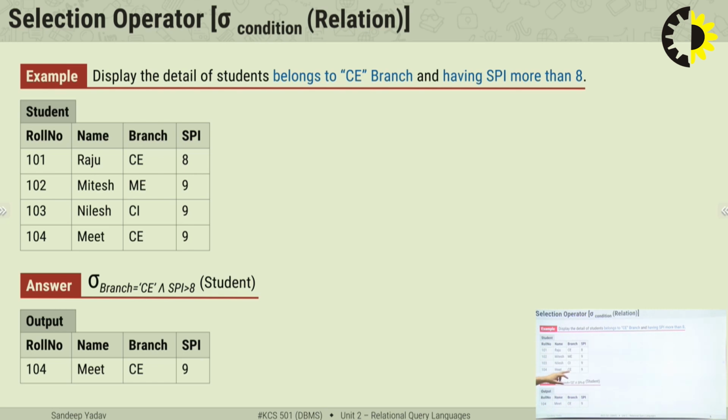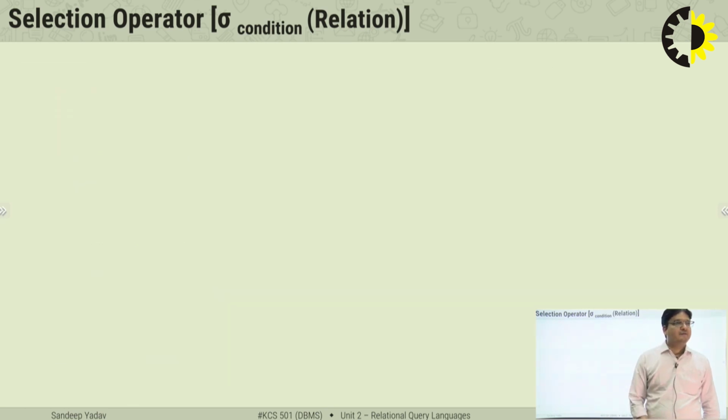This one is the answer. This one is not the answer because we need to have the SPI greater than 8. So all the selection criteria are satisfied in the answer, hence the answer is correct.